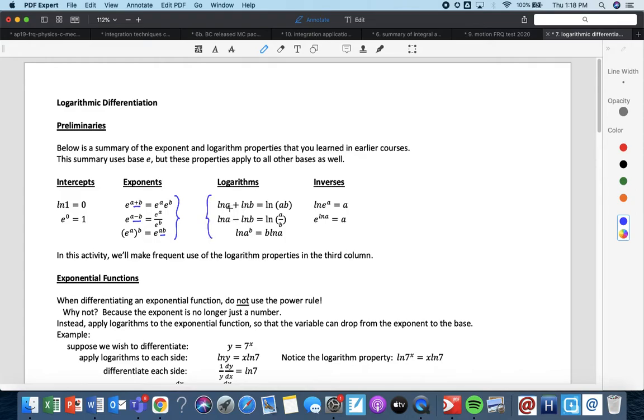If you're summing two expressions that involve logarithms, you can unite them with multiplication. If you're subtracting two logarithmic expressions, you can unite them with division. And if you're taking the log of something to another power, you can bring that power out in front and make it a multiplier. And we're going to be using this property a fair amount in the next few minutes.